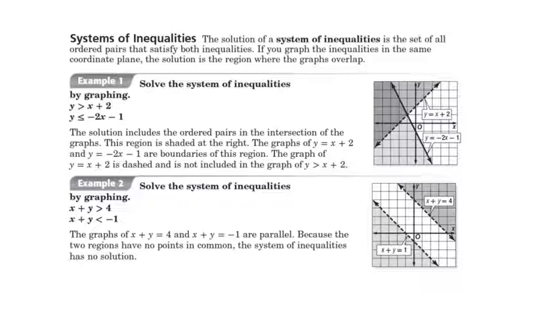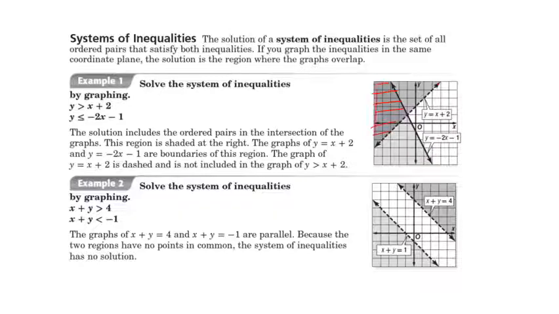So if you look at example 1, we're going to solve the system of inequalities by graphing. y is greater than x plus 2. That's going to be this inequality here with a dotted line, because it's greater than, not greater than or equal to, and then it's all of the points above. And then y less than negative 2x minus 1 is going to be the solid line and all the points underneath. The solution is where I'm going to shade here in red.